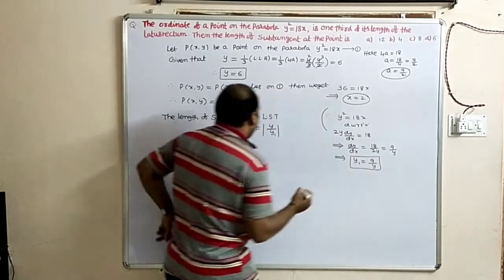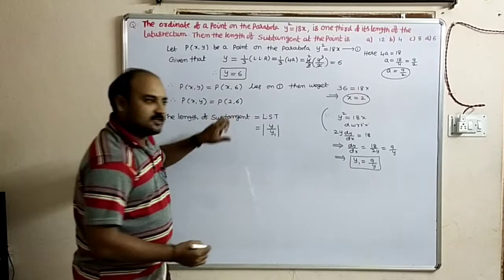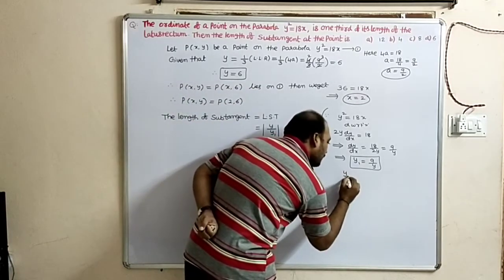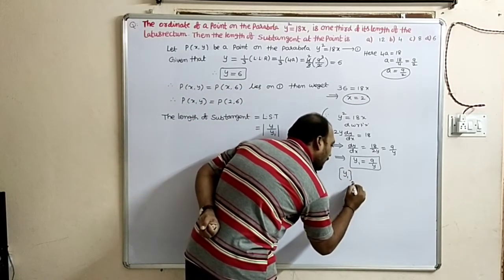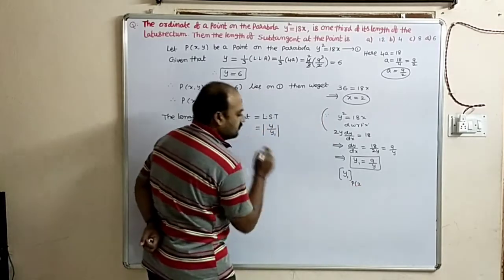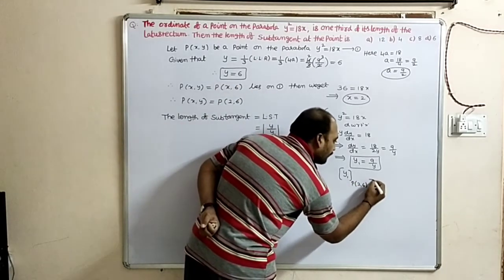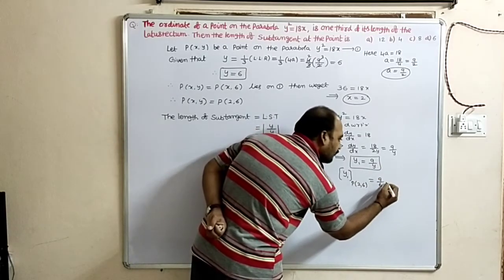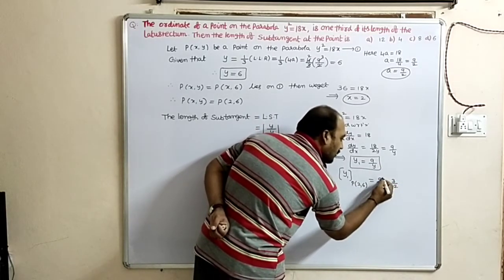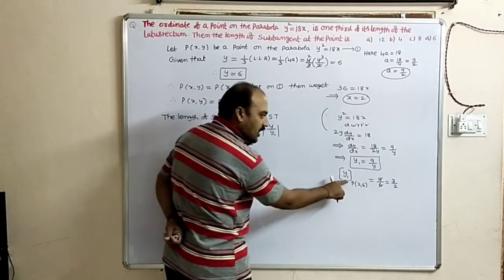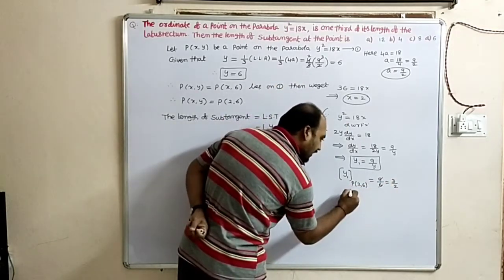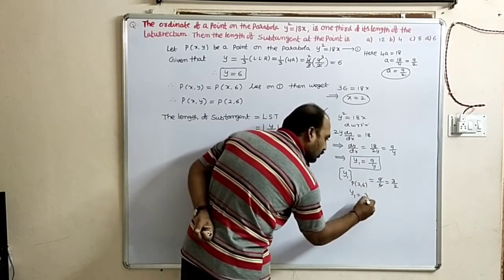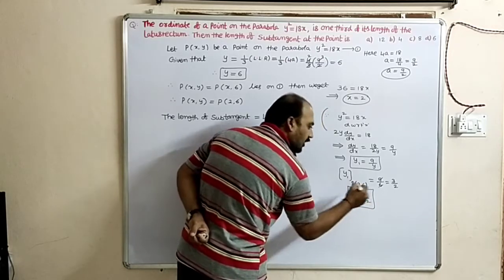We can calculate the y1 value at this point first. So y1 at P of 2 comma 6. Wherever y is there, you have to replace it with 6. So 9 by 6, which is equal to 3 by 2. Therefore, y1 is equal to 3 by 2 at this point.